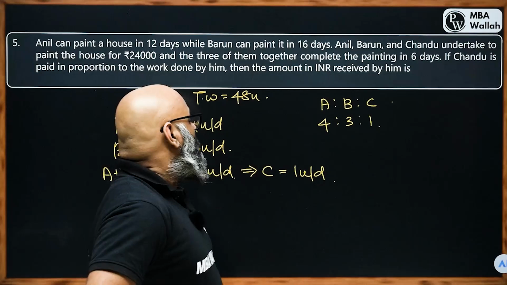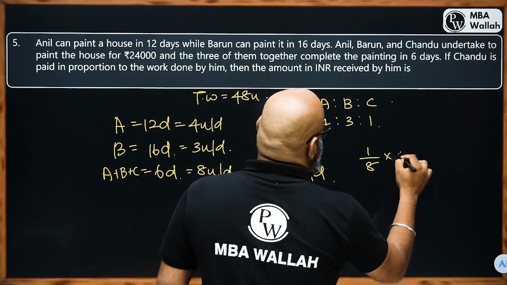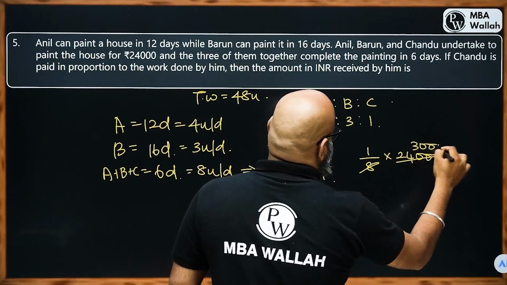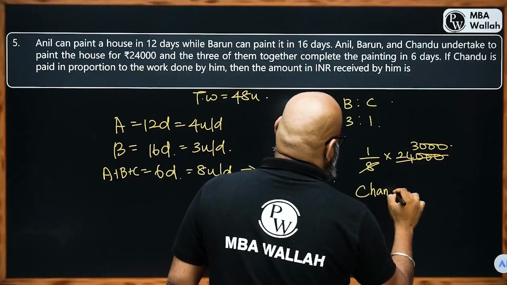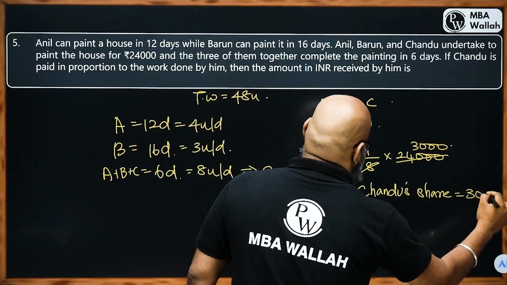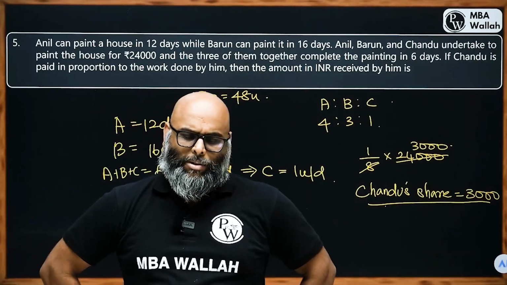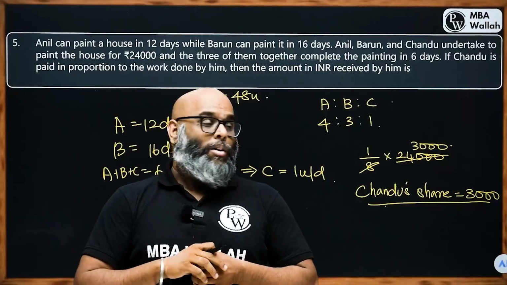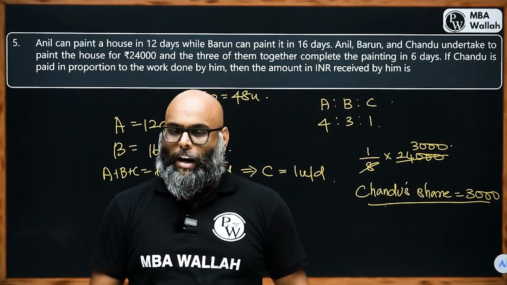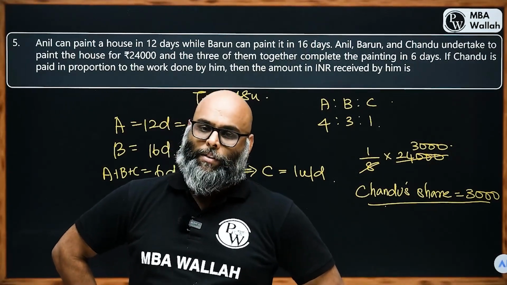The amount received by Chandu will be 1/8 of 24,000. Cancel this off. This is 3,000. So Chandu's share is equal to 3,000. Simple question to work with. Again, sometimes you realize that the simplest question looks probably the longest, but when you crack for the answer, it right away falls at your feet. So you have to be keen to look at those questions and then attack them in the first review.